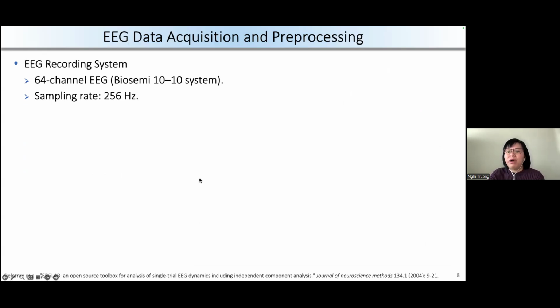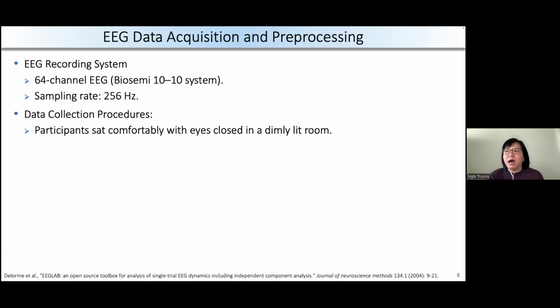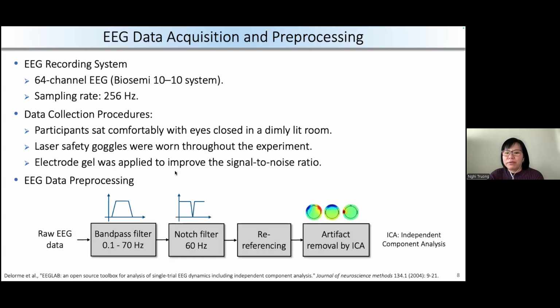We recorded EEG data using a 64-channel BioSemi 10-10 system at a sampling rate of 256 Hz. Participants sat in a dimly lit room with their eyes closed to minimize external distraction. EEG preprocessing included bandpass filtering from 0.1 to 70 Hz and then a notch filter at 60 Hz.